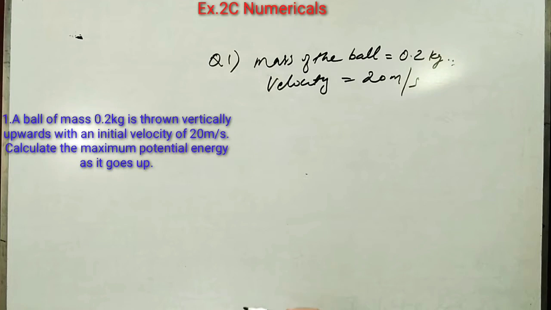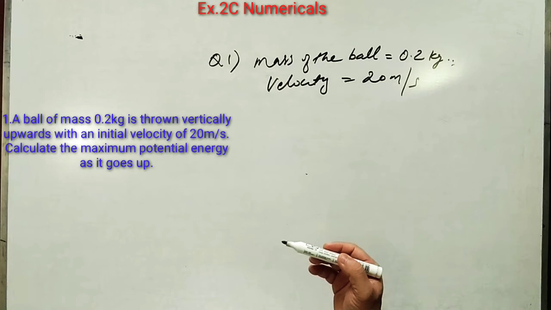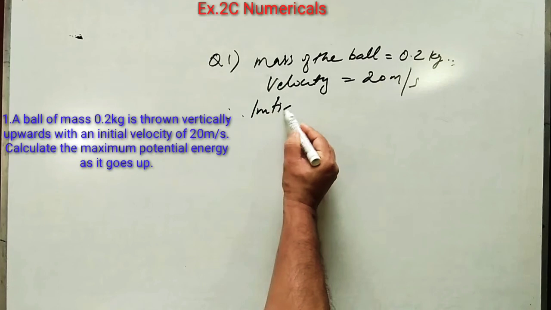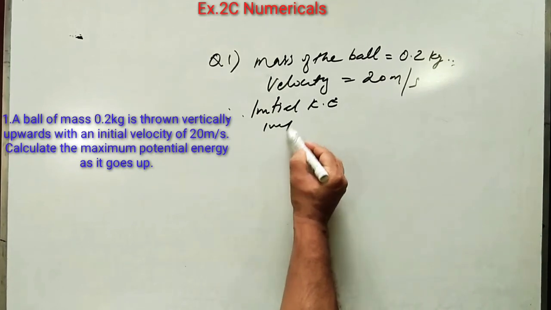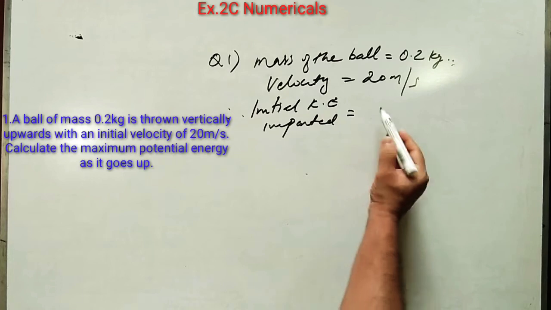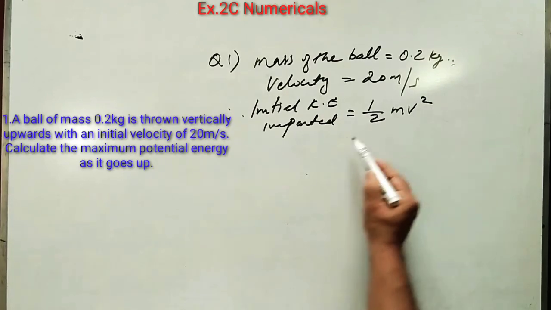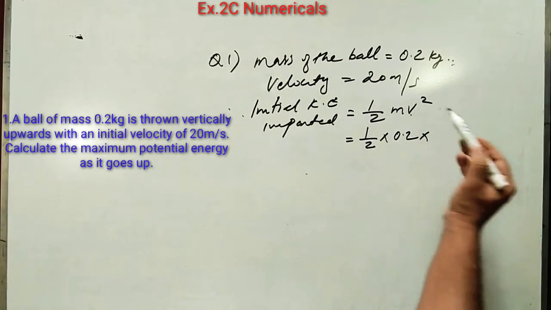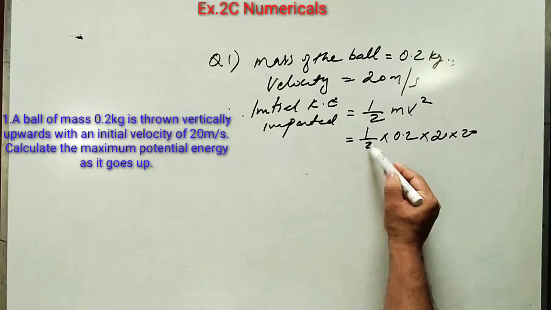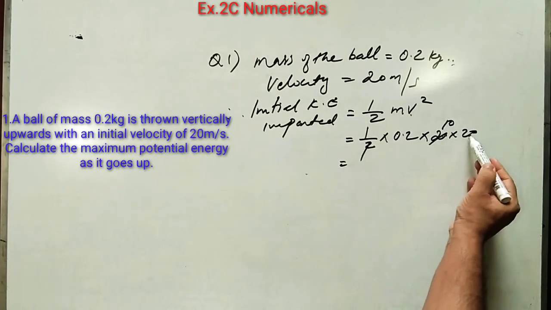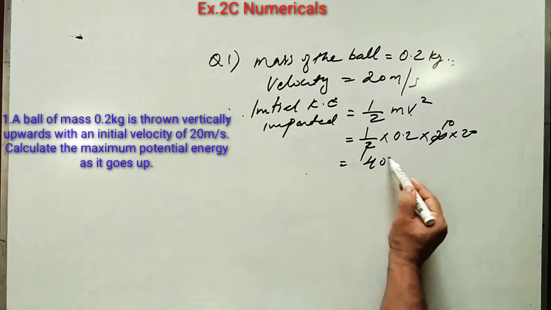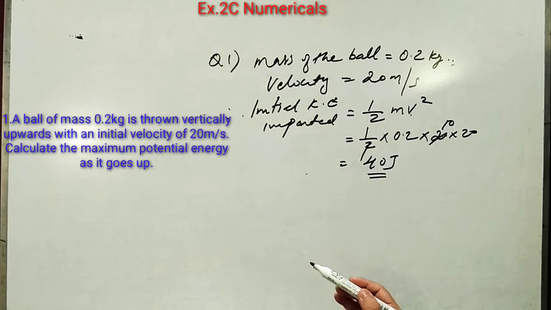So the ball is thrown vertically upward and a certain amount of kinetic energy is being imparted. You know that a moving body possesses kinetic energy. Therefore we can calculate the initial kinetic energy imparted, which is equal to half mv square. You know the formula. 1 by 2 into mass 0.2 into v square, 20 into 20. On cancelling we get 10 times 20, 200. 200 multiplied by 0.2, that you are getting as 40 joule. So this is the initial kinetic energy possessed by the ball.